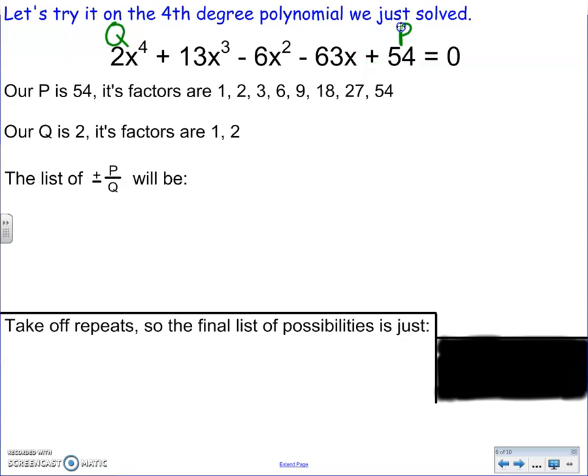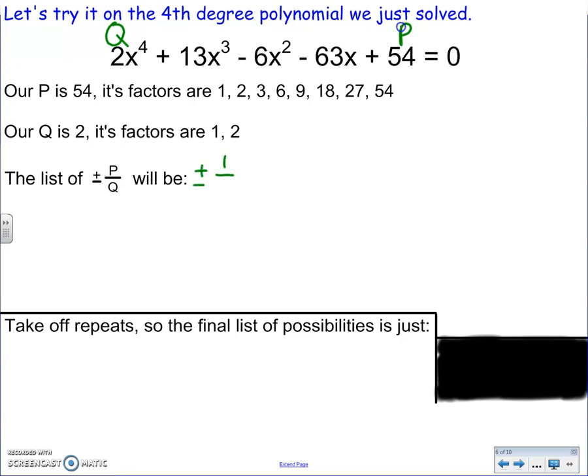All right, for q, there's only two options: 1 times 2. We now have to make a list of all the possible p's over q's. So I always do the first p over all the q's, and the second p over all the q's, and the third p over all the q's. It's pretty long. So it's going to be plus or minus. I'm not going to write the plus each time.